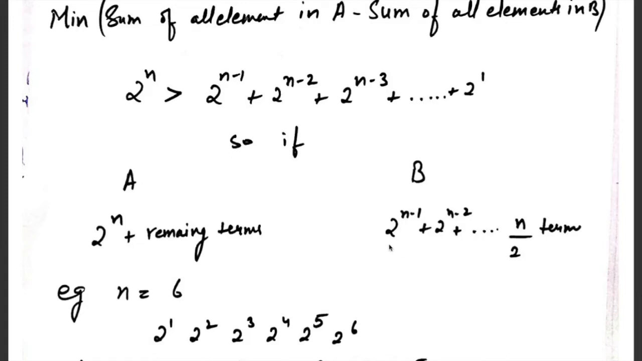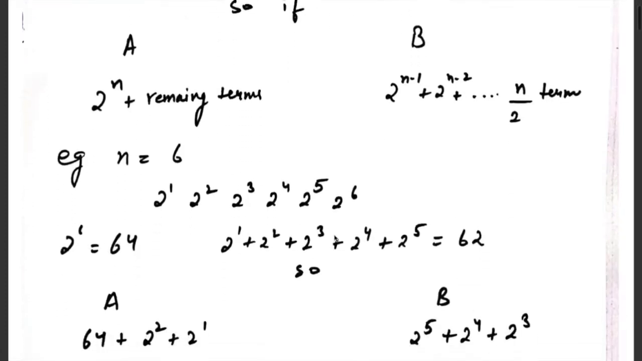So when you start giving b the bigger powers, you will end up giving b n by 2 terms, but still b is not big enough. b can be at most this number only. So the remaining powers, from 2 to the power 1 and 2 to the power 2, whatever remains after giving b n by 2 terms, will be added to a again.